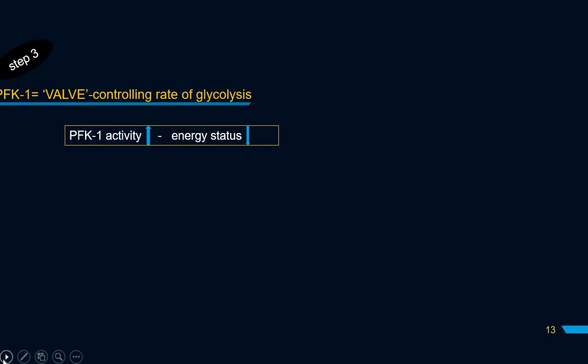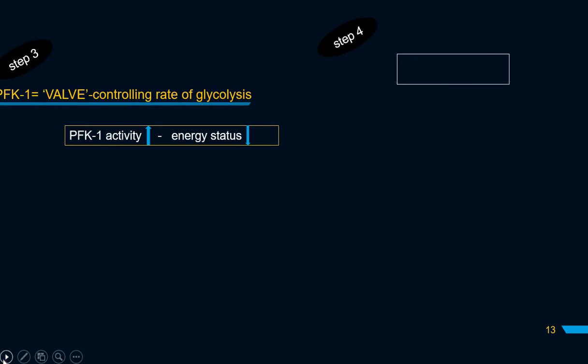In step 3, the enzyme used is PFK1. As I said before, PFK1 is the valve controlling glycolysis. If PFK1 is high, energy status will be low, because it is inversely proportional to ATP. If ATP is high, this enzyme gets inhibited.